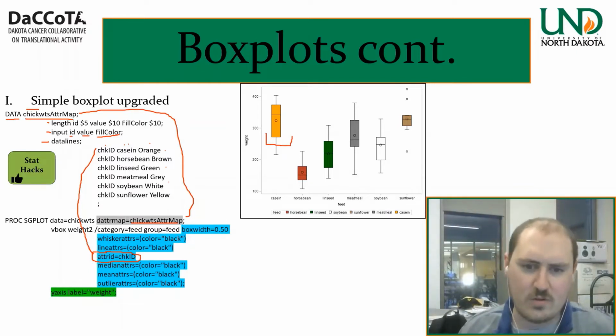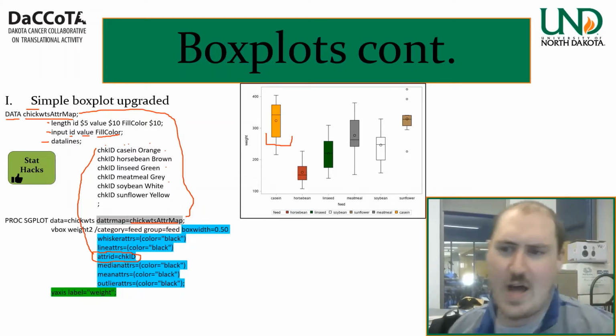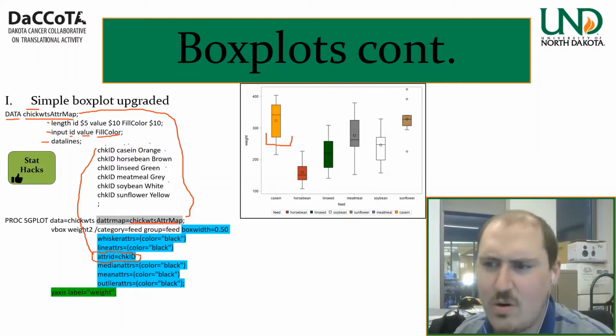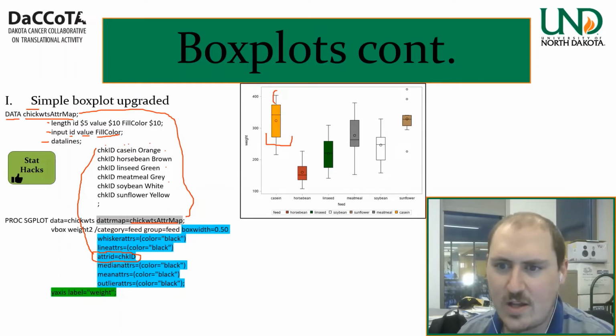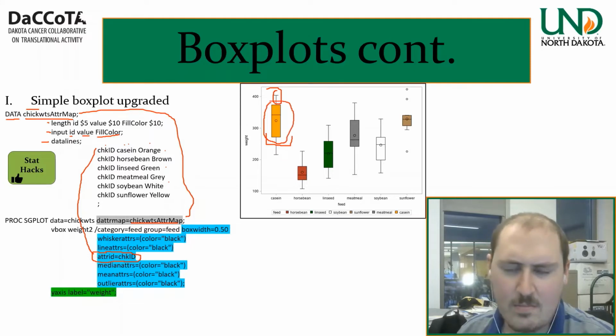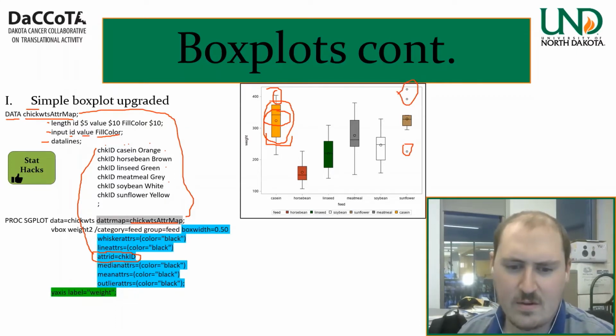So whisker attributes, line attributes, median, mean, outlier attributes. And I'm changing all the colors to black because I think the default was a sort of off blue, to get nice and colored. So whisker attributes, that's that. Line attributes, I believe is like the actual box itself. Median and mean, these two things here, the line and the dot. And then outlier attributes are these outliers here. So we can change every one of those individually as we want. And then finally, I just labeled the y-axis as weight.